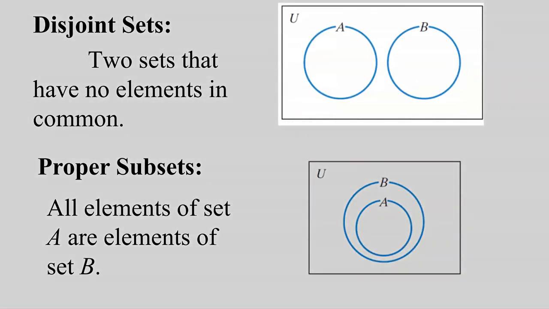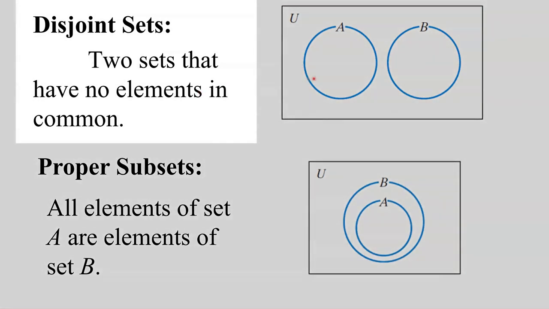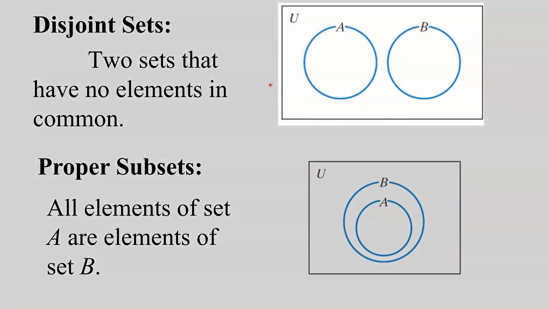Let's consider this Venn diagram here that has two sets, A and B. In this figure, we are given two sets. The two sets A and B here have no elements in common. They actually do not overlap. So we call these disjoint sets. Disjoint sets are two sets that have no elements in common. And their Venn diagram is this figure here.